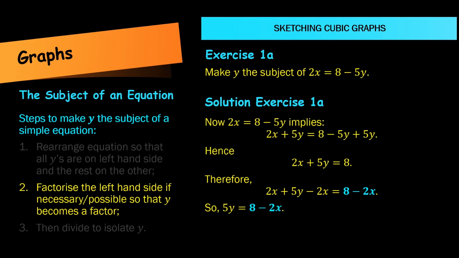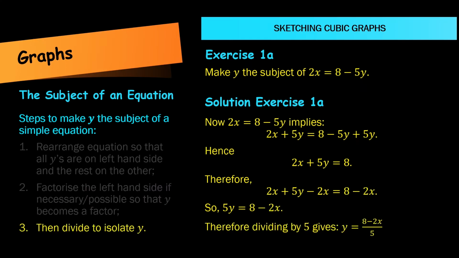Now 5y, of course, is already factorized, so all we need to do in our final step is divide by 5. And so dividing by 5 allows us to isolate y, which gives us y equals 8 minus 2x all over 5.